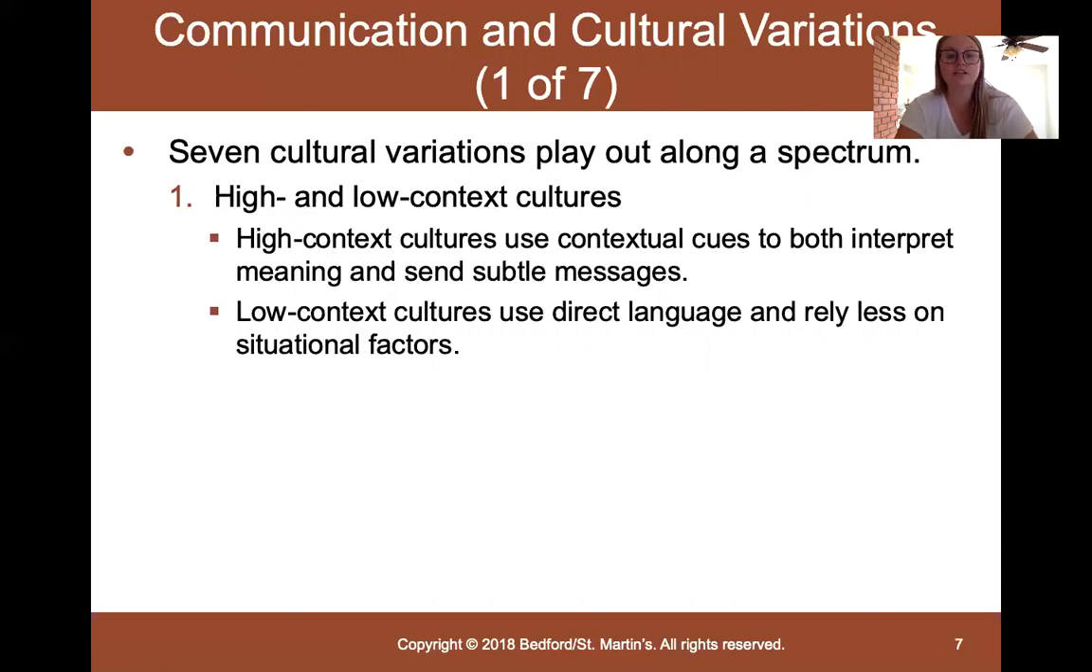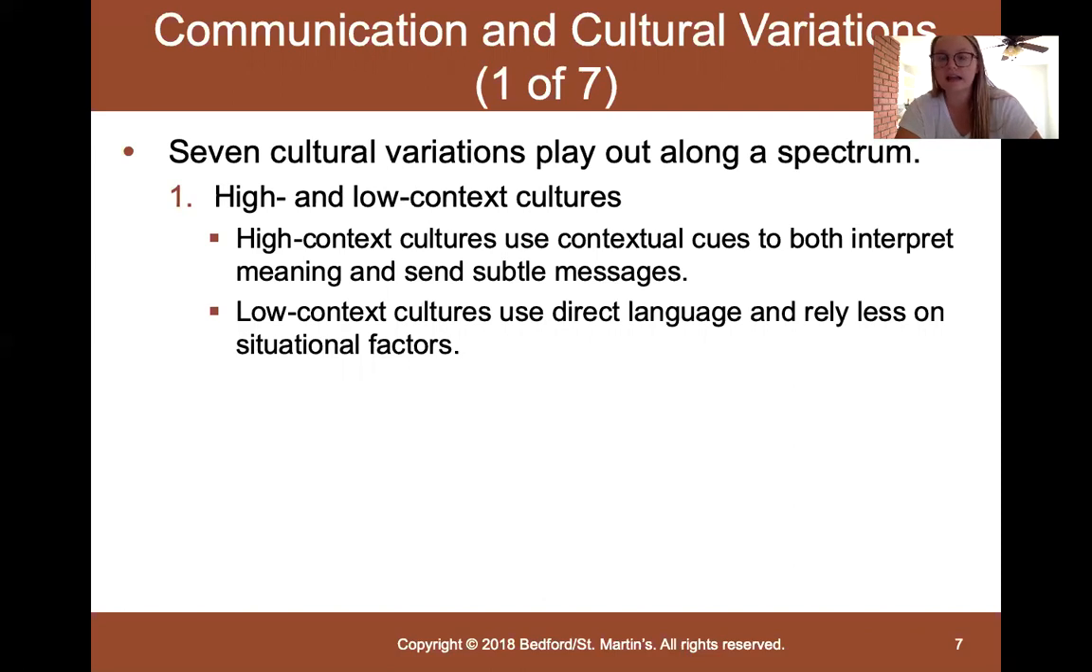So we're going to talk a little bit about high context and low context cultures. High context cultures use contextual cues to both interpret meaning and send subtle messages. High context cultures rely mainly on nonverbal implicit communication. They rely on deep personal relationships, context, and traditions to interpret messages. A couple of these countries include Japan, China, France, Spain, Brazil, and there are several others that really rely on these implicit communication styles. And then low context cultures use direct language and rely less on situational factors.